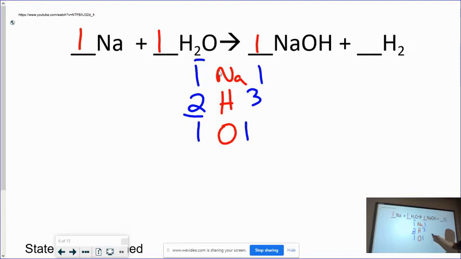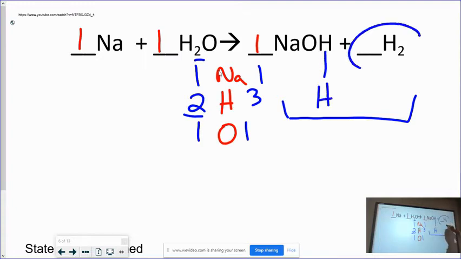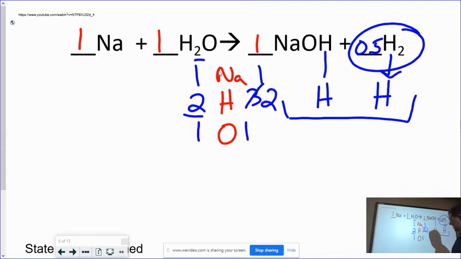So I need to get 2 hydrogens onto this side. And one of them is right here. So how do I make this just 1 H? I do that by putting a 0.5 in that box or on that line. That 0.5 is saying I have half of an H2, which is an H. And now everything balances out.